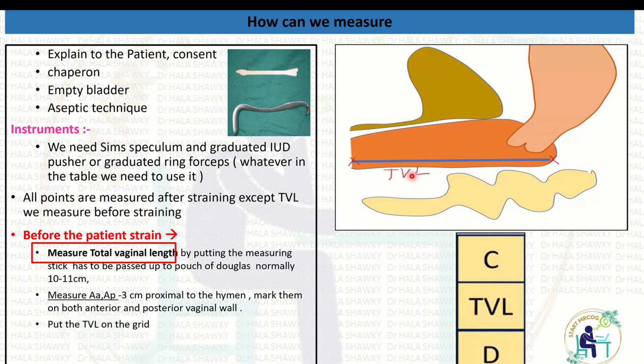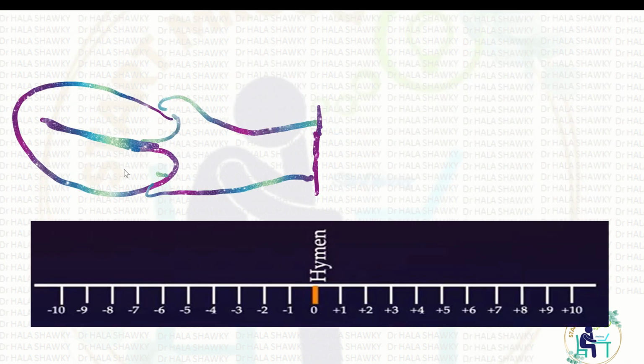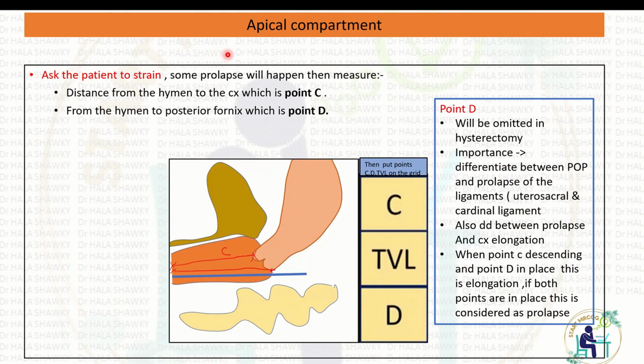So we will know their new position after the patient strain. We will record the total vaginal length on the grid. Again, all points above the hymen will be minus and all points below the hymen will be plus. Now we will start the measurement, ask the patient to strain, and some prolapse will happen.